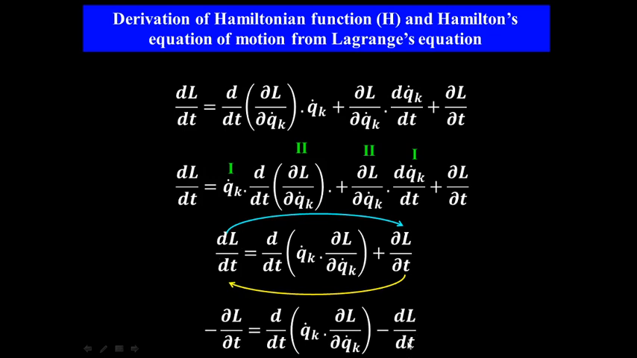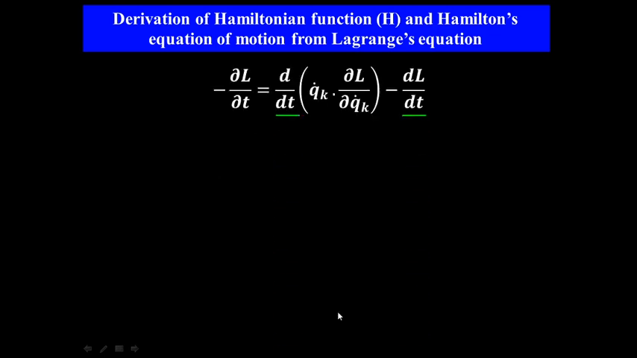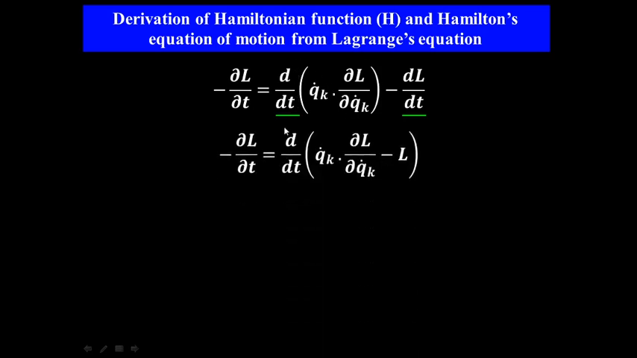Now here d by dt is common, and also del L by del qk dot is nothing but the pk. Okay, del L by del qk dot is pk. So in place of del L by del qk dot we can write pk, as well as d by dt we can take common. So after taking d by dt common, inside the bracket we'll get qk dot into del L by del qk dot minus L.